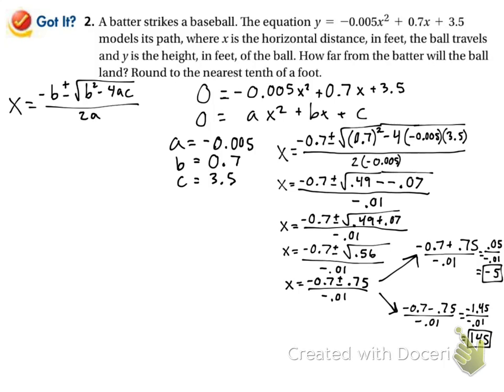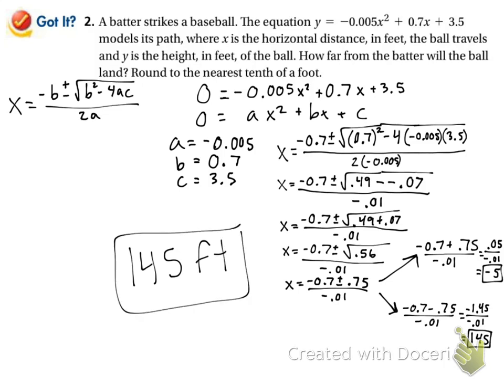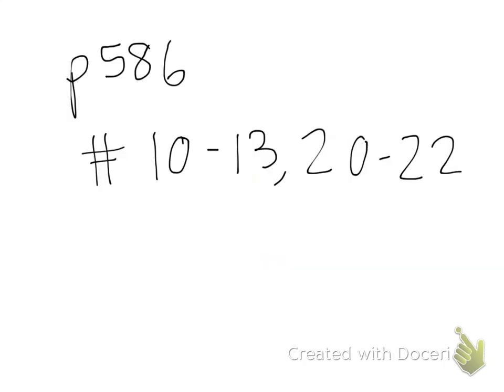This is a story problem, so here's where your answers come into play. We want to know how far from the batter the ball will land. Can the ball land negative 5 feet away from the batter? No, negative feet doesn't make sense. So while negative 5 was an answer, it's not something that makes sense in this case. So the only thing that makes sense is the 145 feet, and that will be our answer. And there's your homework.